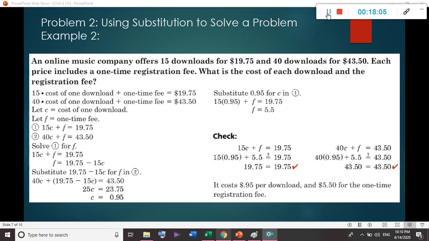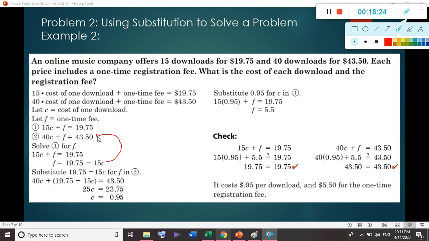Let's start solving it together, or just let's move with them. So this is the system that we have. First of all, we're going to solve for F here. We're going to move 15C over there. It's going to be F equals 19.75 minus 15C. Now we're going to substitute this for F into the second equation. So it's going to be 40C plus 19.75 minus 15C. We're going to put like terms together. 40C minus 15C is 25C, and we move the 19.75 over there. It's going to be 43.5 minus 19.75, which is 23.75.